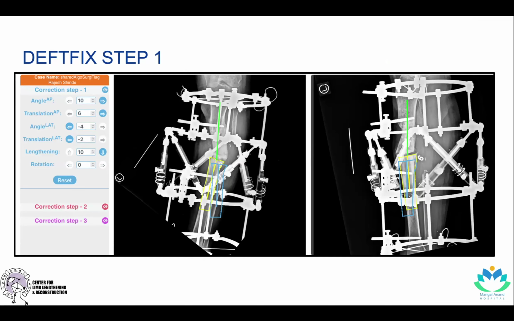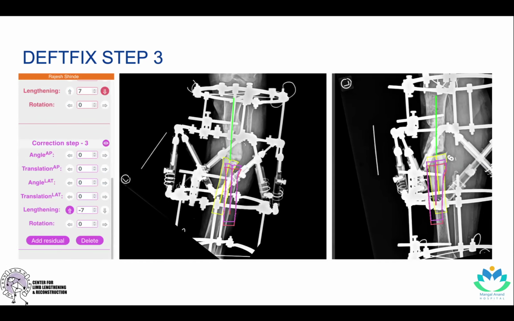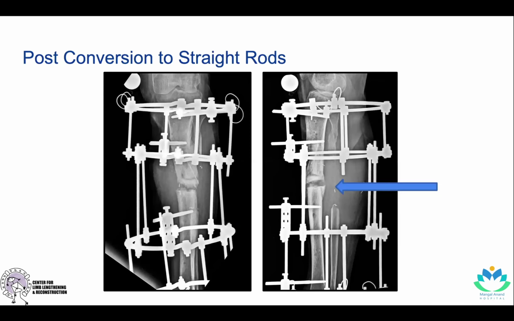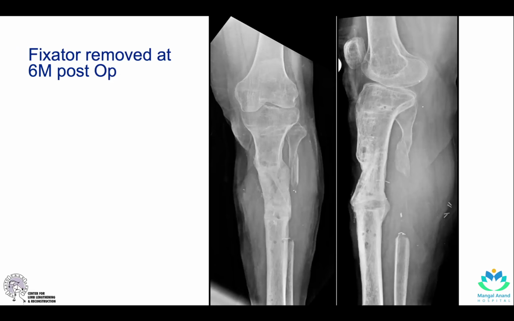In the first program, we corrected the 10 degrees of varus, 10 mm of translation, and 4 degree residual procurvatum with about 10 millimeters of lengthening. We further lengthened by about 7 millimeters and later compressed it by 7 millimeters. The extra lengthening and then compression was given to create a slight bulge at the regenerate and stimulate the consolidation. The fixator was dynamized at 5 months post-op and removed at 6 months.